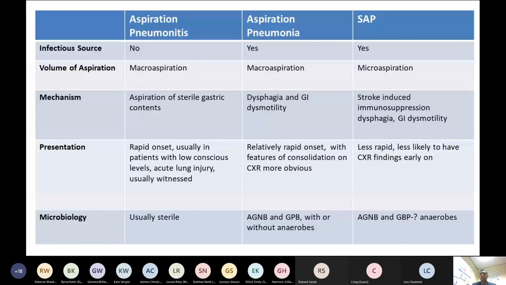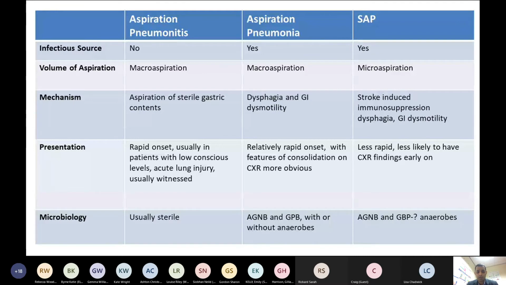I thought I should talk briefly on the differences between what aspiration pneumonia is and SAP. Craig has already covered this area as well. In my mind, aspiration usually suggests a macroaspiration, so somebody who's violently sick and has vomited a large amount, so you could actually see where this would come from. You'd have major changes on the X-ray, and there's usually associated dysphagia and GI dysmotility. It's quite rapid in onset, and you would see the features of consolidation quite obviously on the chest X-ray.